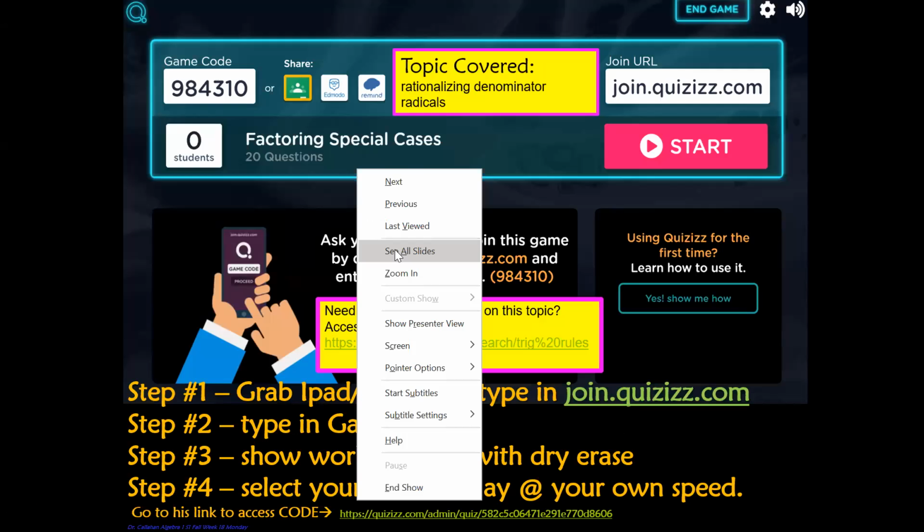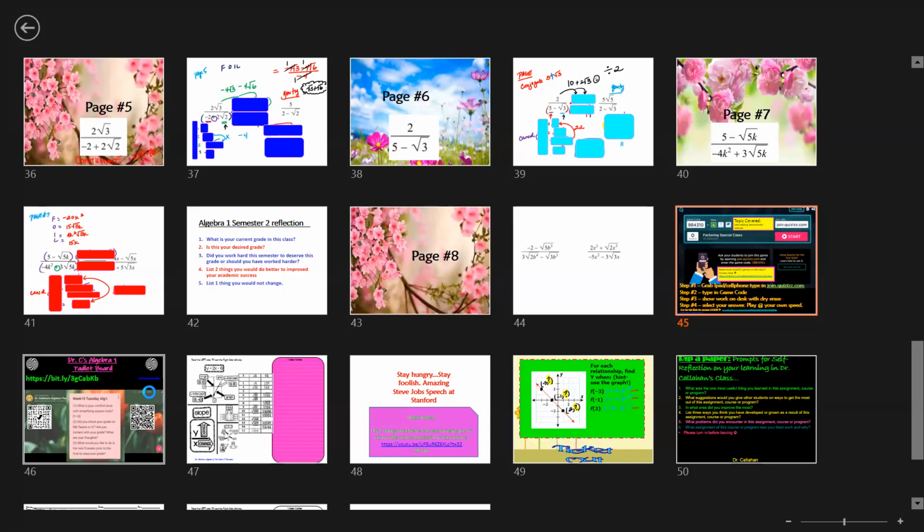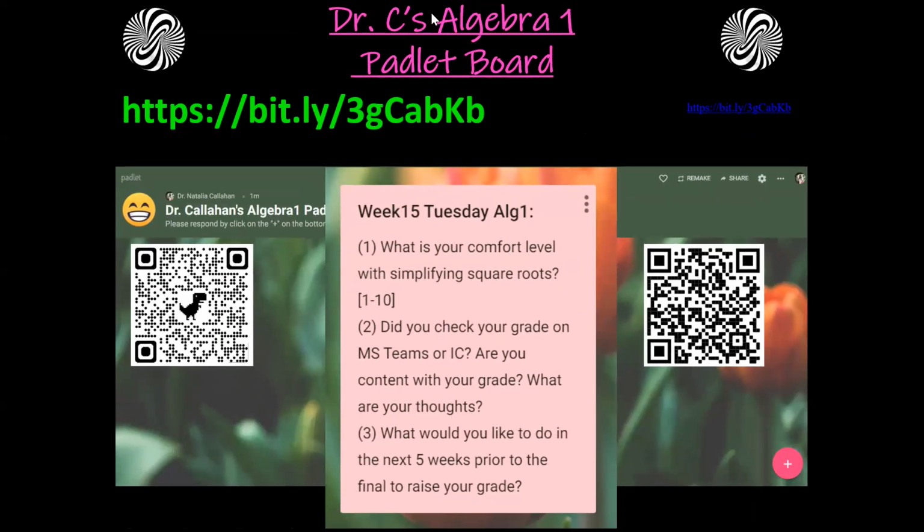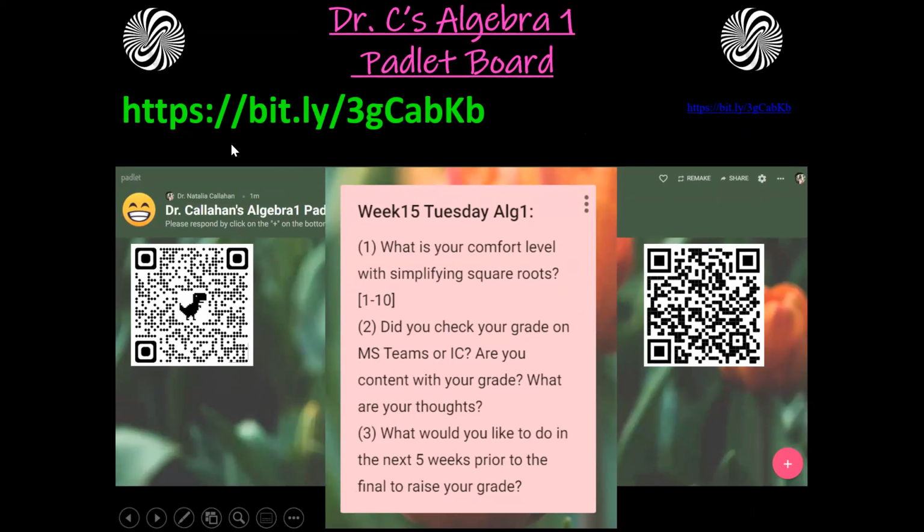All right, so when you're done with that, the last thing you need to do for your reflection is the Padlet, and this is a board for my class. You can either use a QR code or the URL right here in green, and it's basically week 15 Tuesday, 3 different questions. 1, what is your comfort level with square root or simplifying square root, 1 to 10? 2, did you check your grade on MS Team or IC? Are you content with your grade? What are your thoughts? And then lastly, question 3, what would you like to do in the next 5 weeks prior to the final to raise your grade?